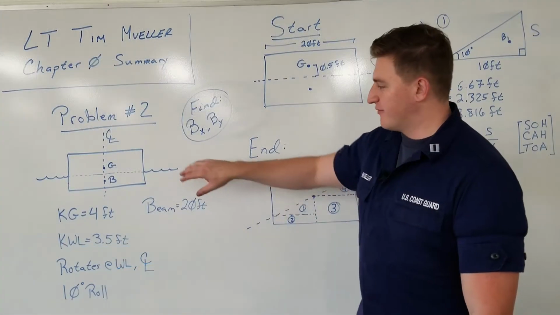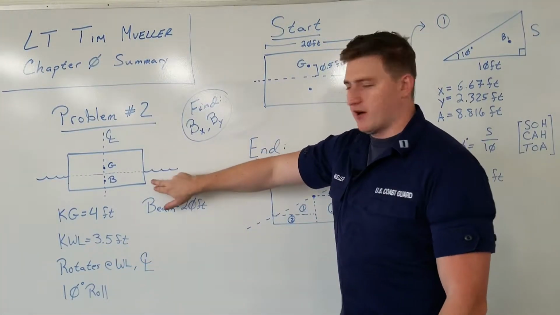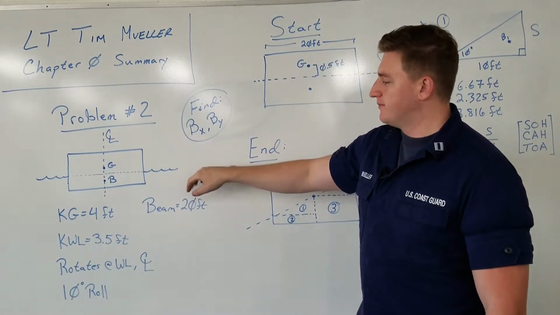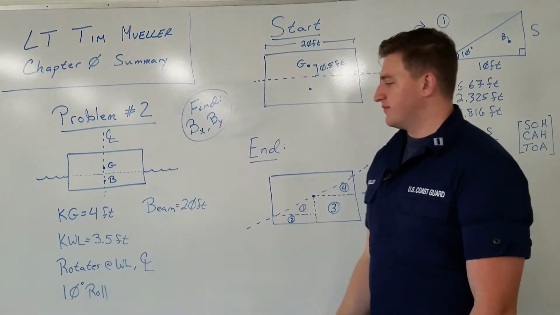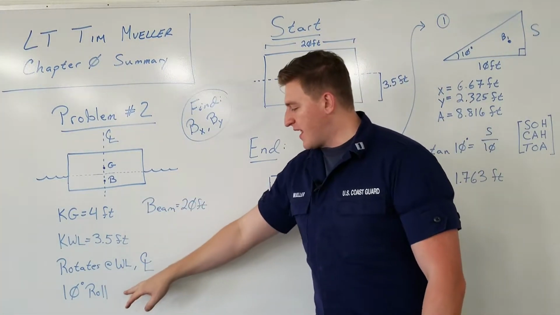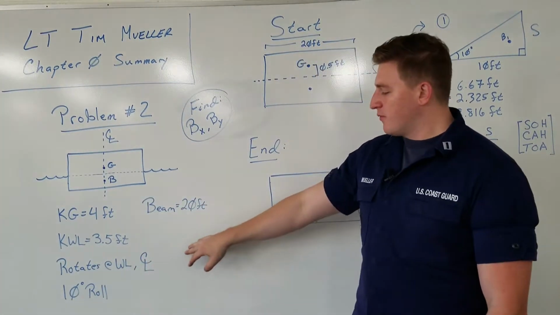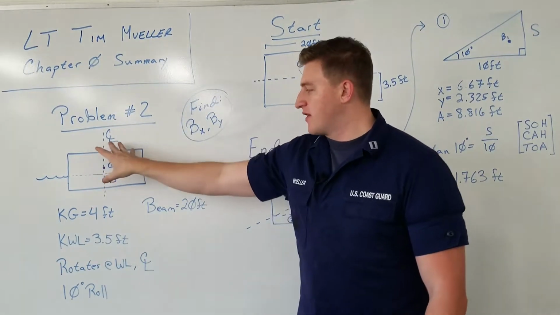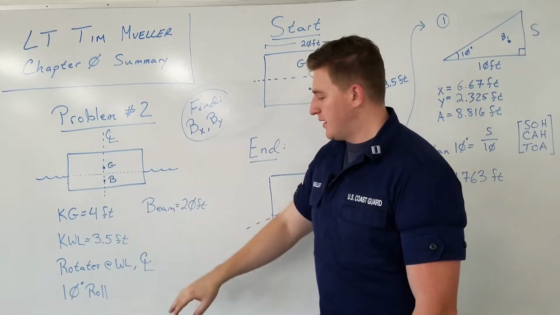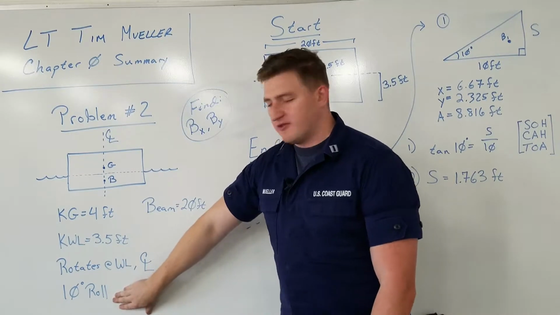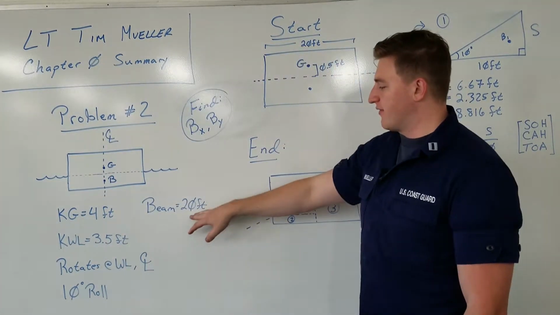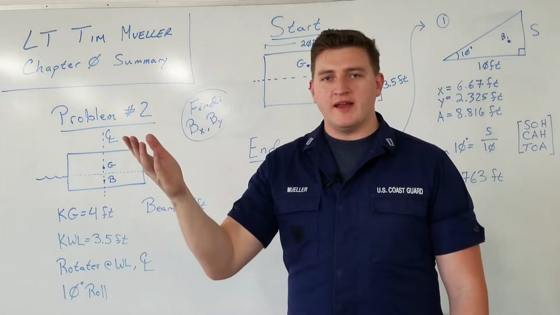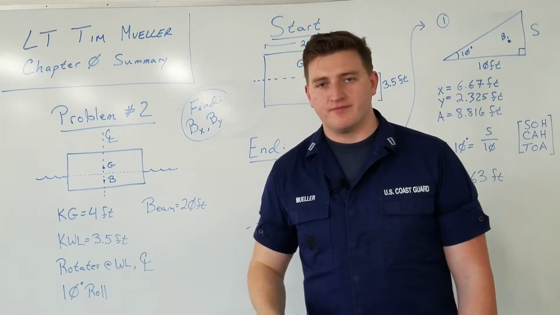All right, so what do we have? We have this barge here. It's got a center of gravity, a waterline, and then a center of buoyancy. We know that it rotates at the waterline along the center line. So if we draw a point right here, that is where the barge will rotate about. We're looking at a 10-degree roll here, giving a beam of 20 feet. Now we have to find the x-coordinate and the y-coordinate of the center of buoyancy.